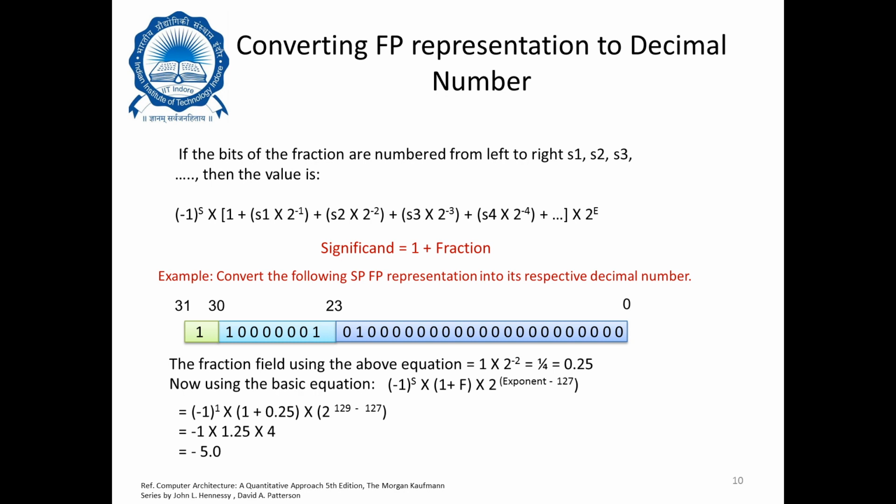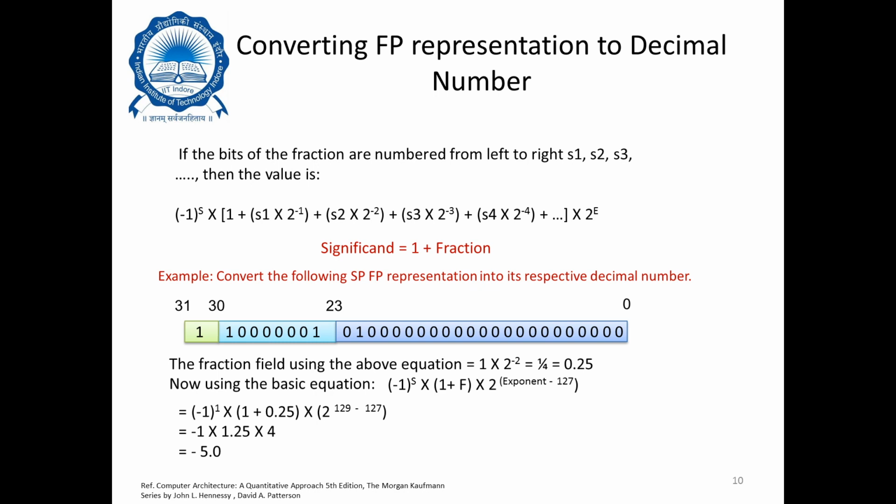Now let me talk about converting a floating point representation to a decimal number. So now let us do the reverse of what we were doing. Imagine you are given a floating point representation and you have to convert that to a decimal number. So what will you do in that case?